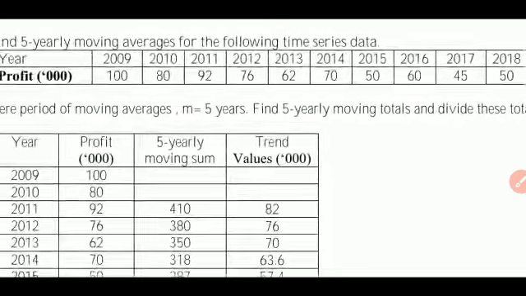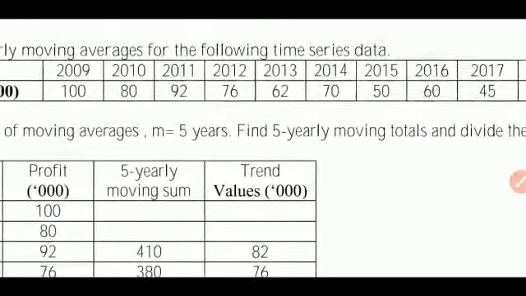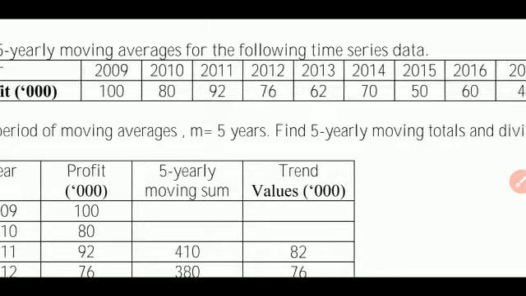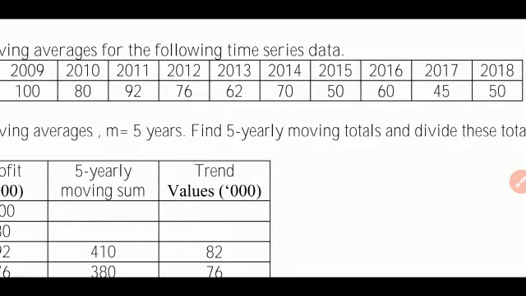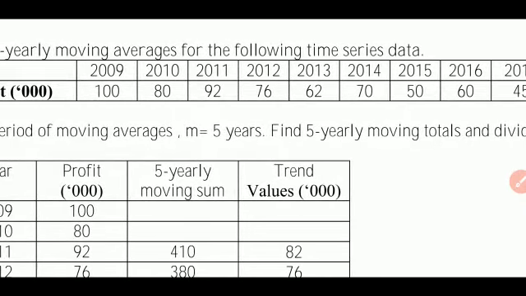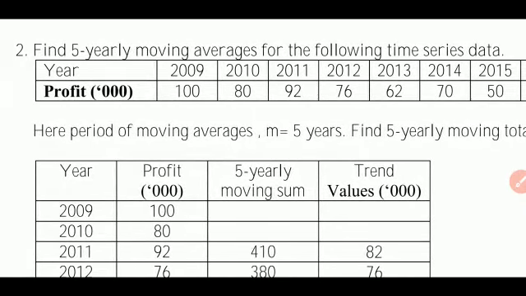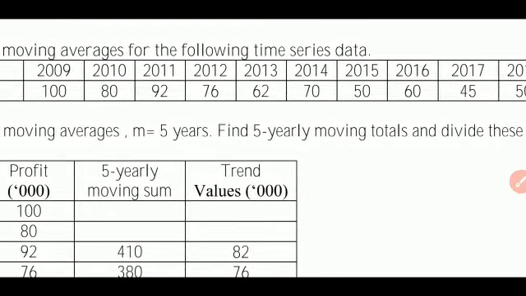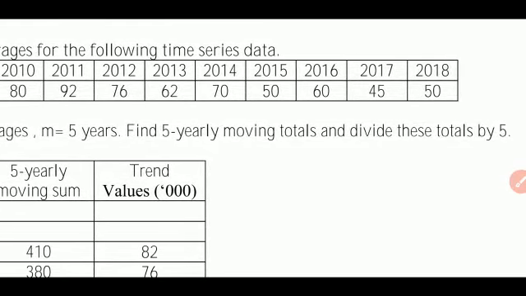Here the method is very much similar, but addition of 2 items will be more. The data is quite huge for this particular example. What is the data here? Find 5 yearly moving averages for the following time series. The years are 2009, 10, 11, 2012, 13, 14, 15, 16, 17 and 18. Then the profit values are given in terms of thousands. The values are 100, 80, 92, 76, 62, 70, 50, 60, 45 and 50.